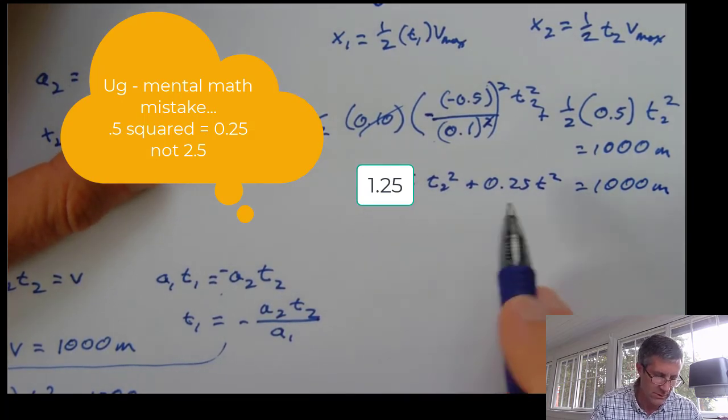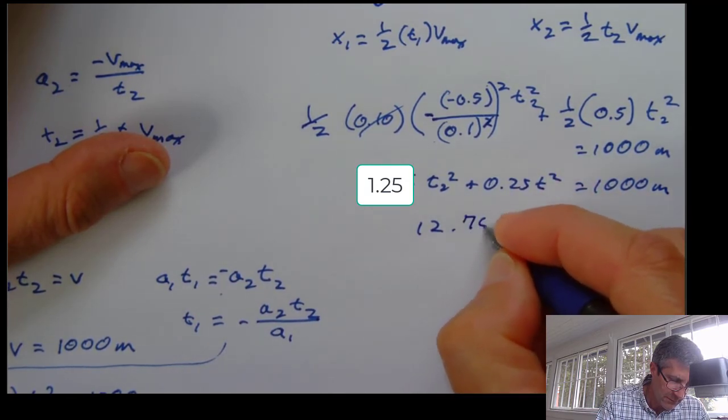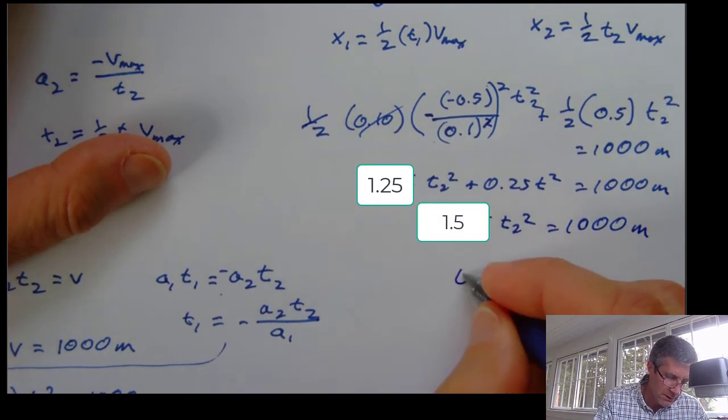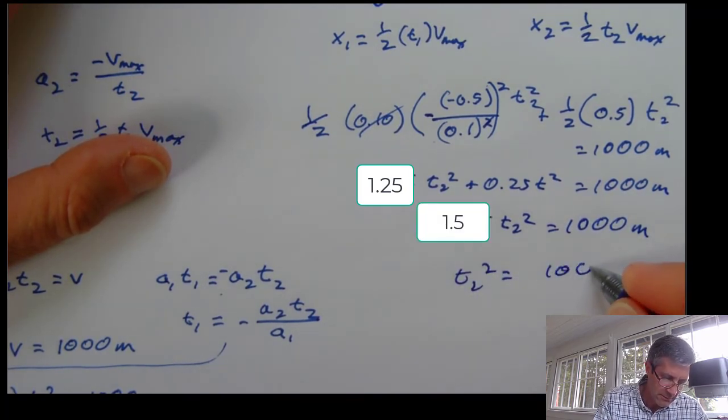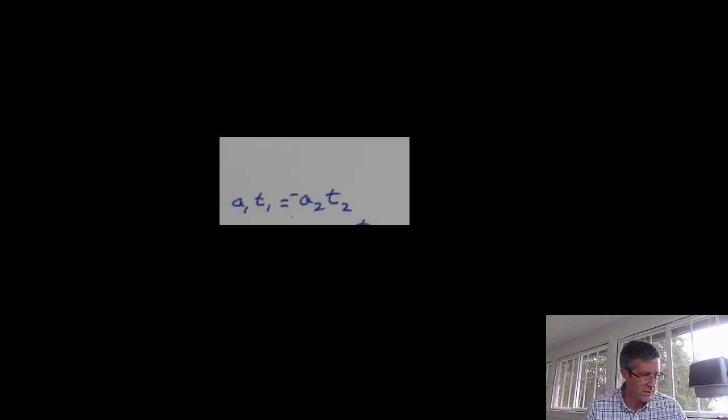So I'm going to end up with 12.75 t2 squared is equal to 1,000 meters. t2 squared is going to be equal to 1,000 divided by 12.75. t2 is going to be equal to the root of that. You can do the math as well as I can at this point. So I'm going to find that, plug it into this relationship to get my other time, and then I'll know time 1 and time 2, and I've got to add them together to find total time.